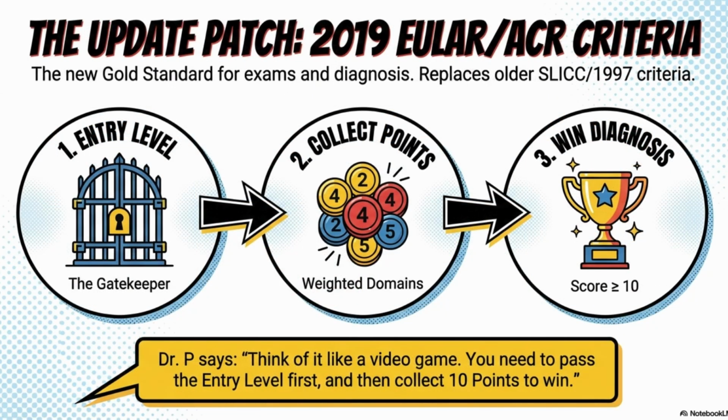Forget the old rules. We are using the update patch, the 2019 EULAR/ACR criteria. Think of this like a video game. Level 1, you must pass the entry level, the gatekeeper. Level 2, you must collect points. And level 3, you need a score of 10 or more to win the diagnosis.